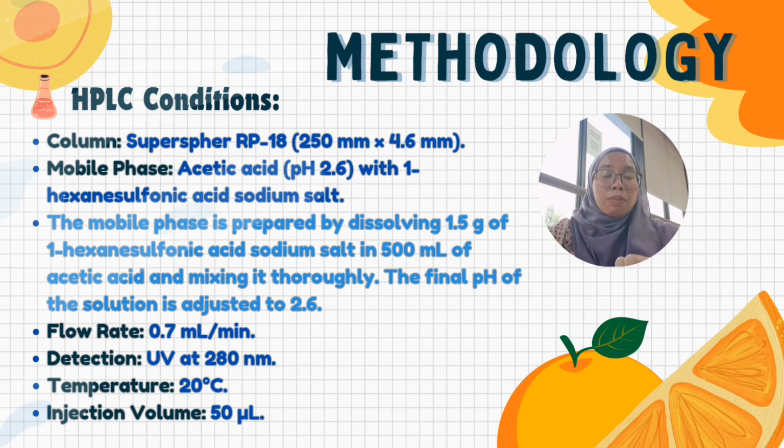As for the separation procedure, we have to operate the HPLC system under isocratic conditions. Firstly, we have to set the mobile phase flow rate to 0.7 ml per minute. And the third one is to inject 50 microliters of the prepared sample solution into the column. And lastly, we have to ensure each run lasts not longer than 4 minutes for optimal resolution.